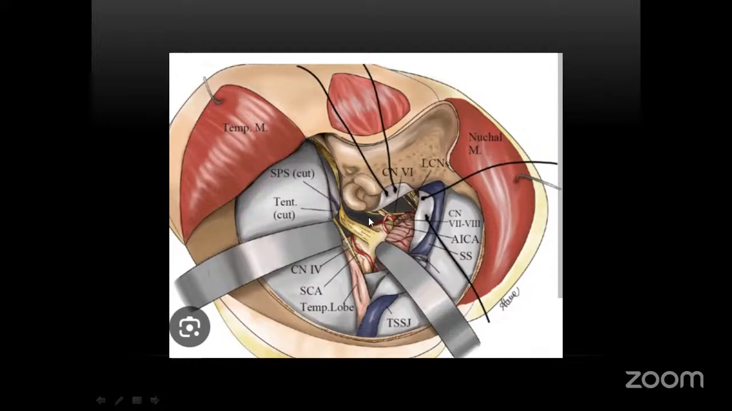Here we will address at the level of the midbrain. Here we will address at the level of the pons. So see, this approach is so good because simultaneously you can address all the brain stem lesions, from the midbrain to the medulla oblongata.